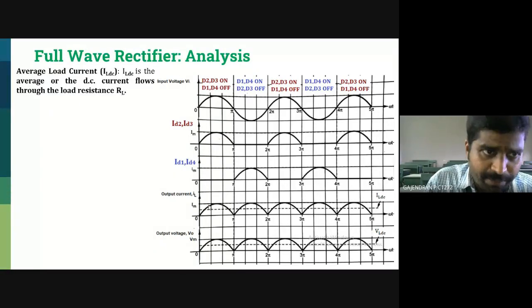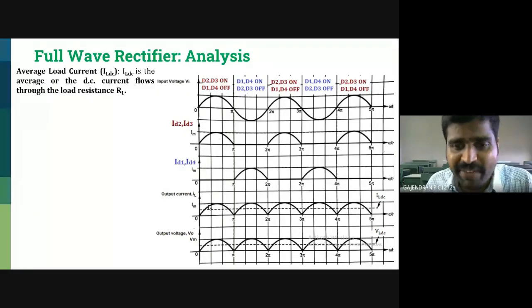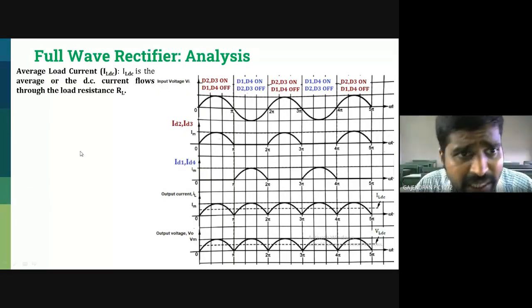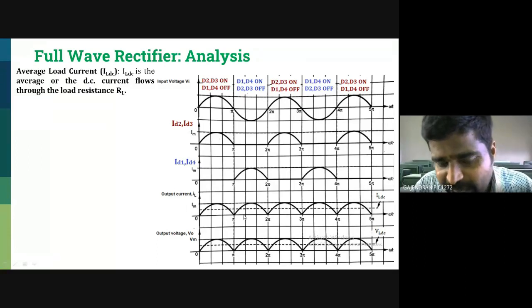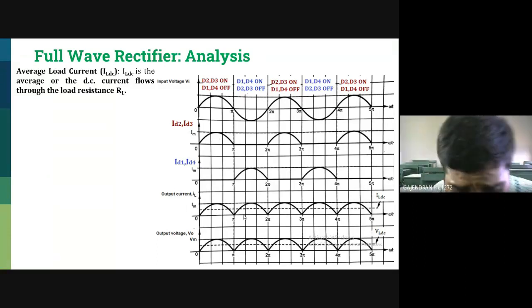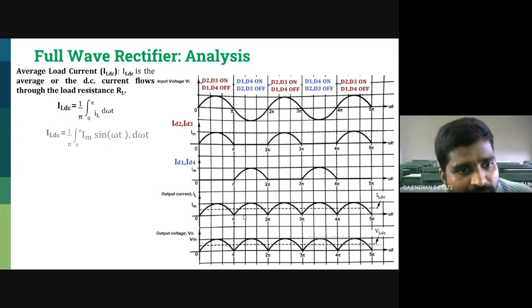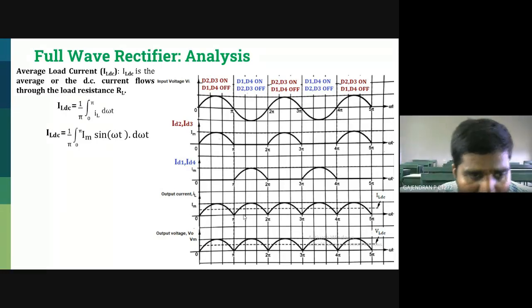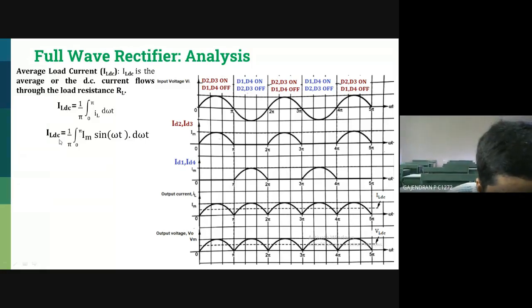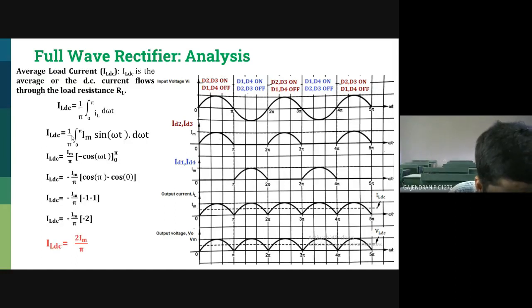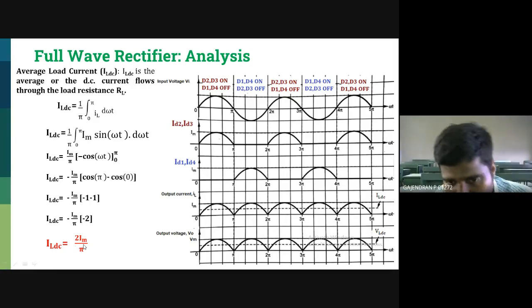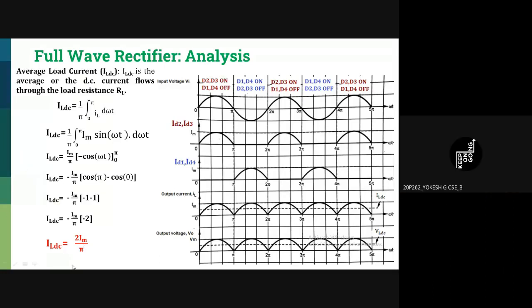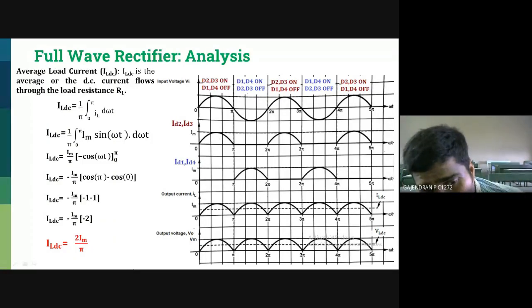Now we will go for the average load current. So average load current நம்ம என்ன பண்ணணும்? Average load current கண்டுபிடிக்கணும்னா we need to find the area of the curve and the area கண்டுபிடிச்சு length ஆல divide பண்ணணும். ஓகேவா? So this is the derivation. This is your area of the curve divided by the length of the curve, which is pi. Okay. So if you derive this one, you will get the end result as ILDC equal to 2Im by pi. What is it in the case of half-wave rectifier? Can anyone tell me? Im by pi.